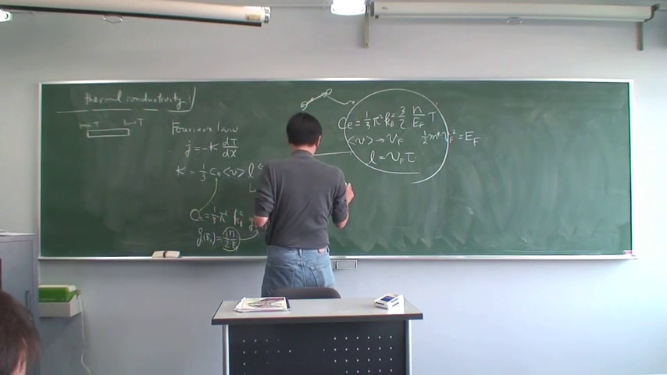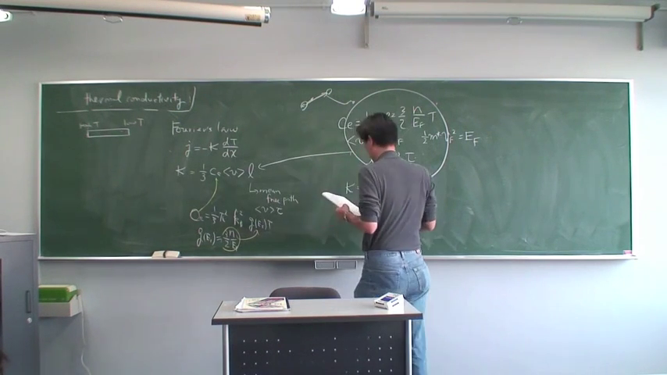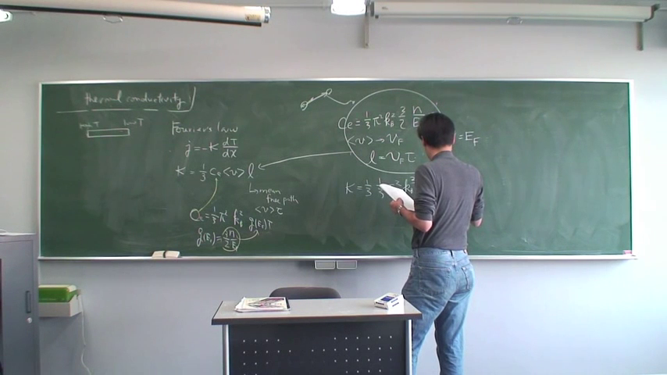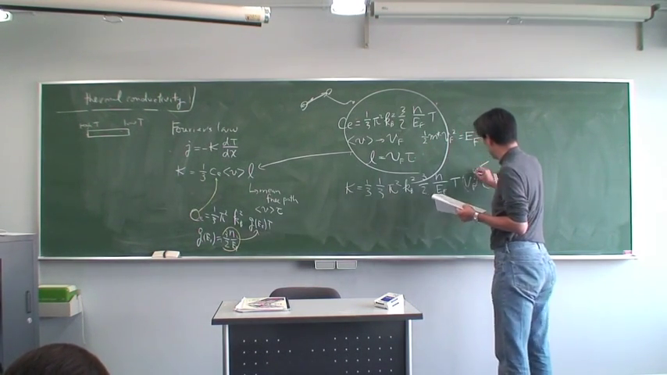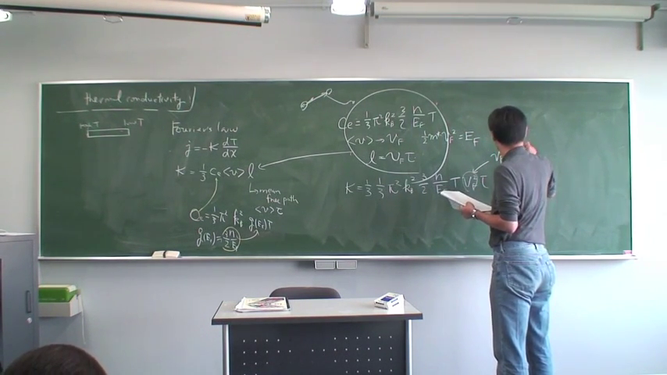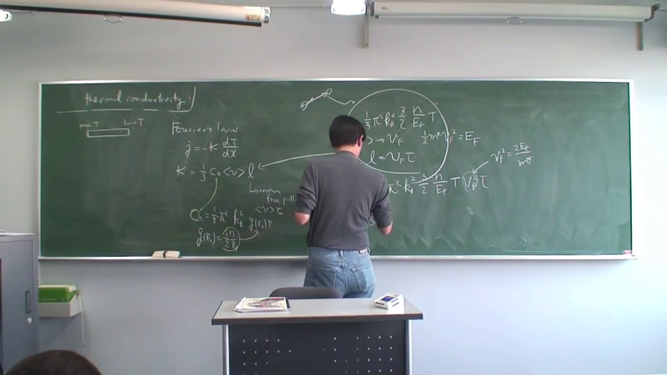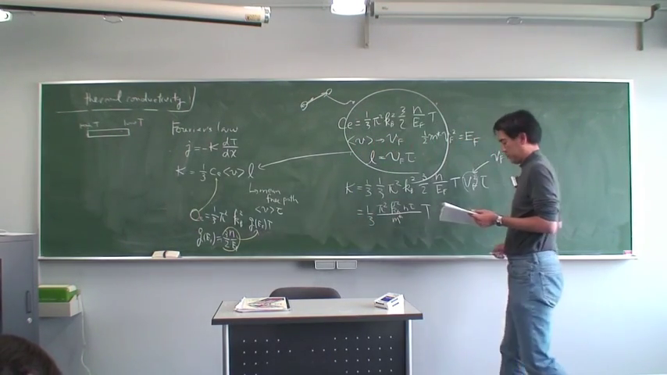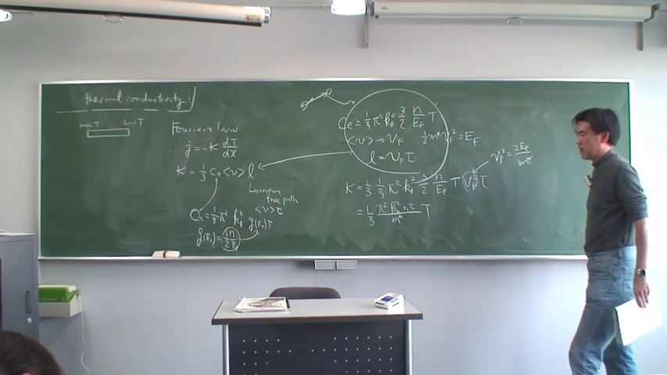So we put those relations into here, and we get kappa equals 1/3 pi square (3/2) N EF T. So at the end we get this result that kappa is proportional to T. Everything is proportional to temperature.